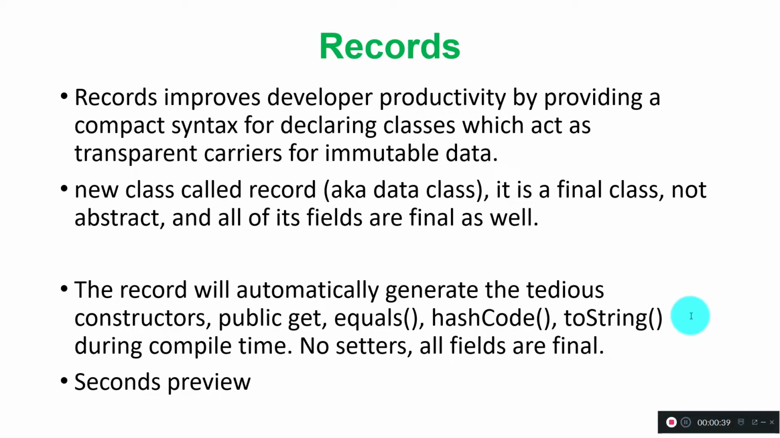Let's say if you want to create an immutable object, that was very tedious work before Java 14. You need to create a final class and no setter methods, and you need to provide a constructor, and you need to provide equals and hashCode and toString. So records are also called data classes. If you are already aware of a language like Kotlin, these are similar to data classes in Kotlin. These are final classes and these are not abstract.